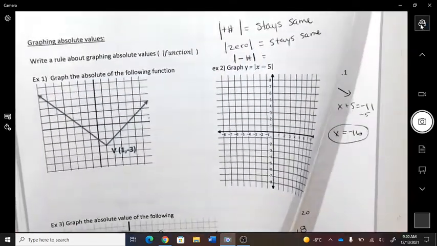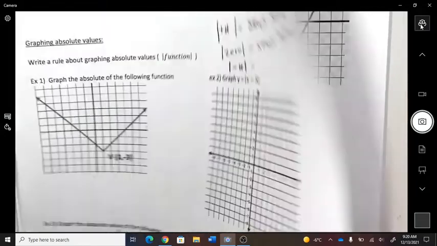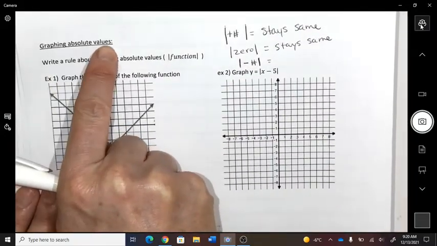It's like second from the end, or third from the end. You see it? It says graphing absolute values.